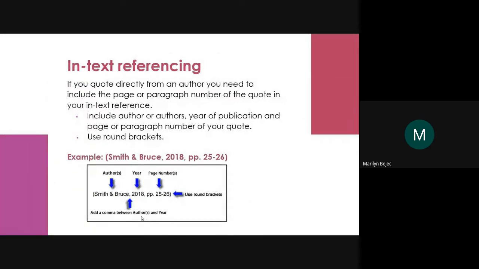In in-text referencing, if you quote directly from the author, you need to include the page or paragraph number of the quote in your in-text reference. So include the author's surname, the year of publication, and then the page or the paragraph number of your quote, and then you have to enclose it in brackets. So you have the sample here: the author's surname, the two authors separated by a comma, and then the copyright year, comma, and then you have the page number, the pages of the book.